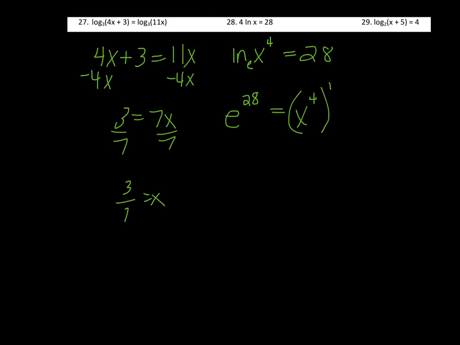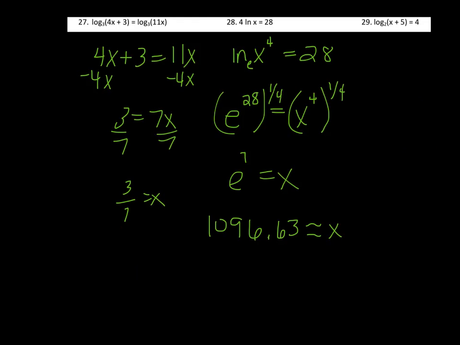And then I'm going to solve for x by raising to the 1/4 power. So this would be e to the 7th. So x equals e to the 7th, which if you wanted an equivalence, that would be about 1096.63.